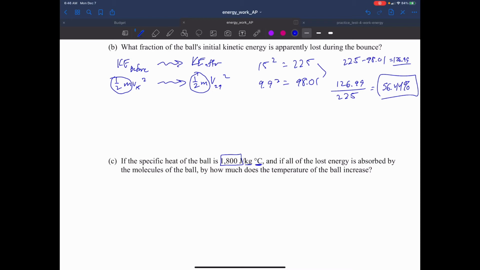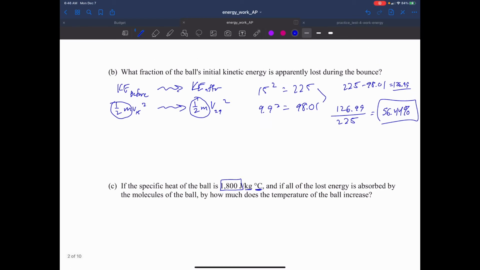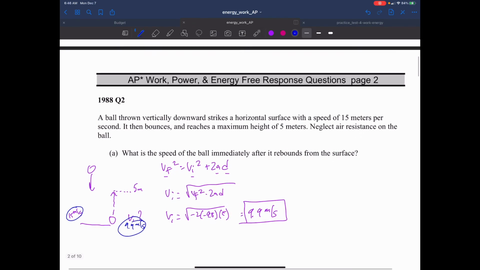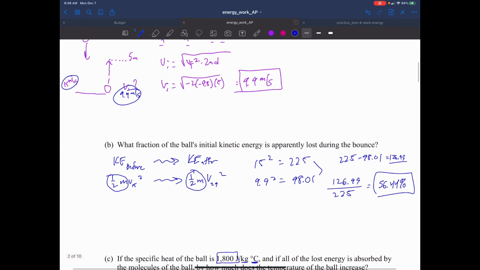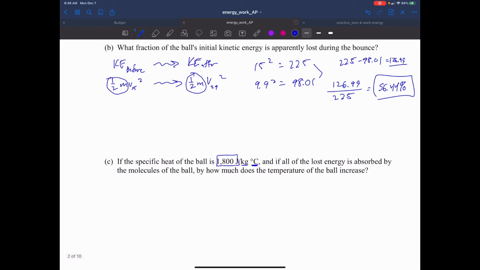So the first question is how much kinetic energy has been lost, and then we can just quickly do this conversion. So how much kinetic energy has been lost? Well, it's similar to question B, but we're not interested in a percentage here. We're interested in an actual value. So let's take a look here. The amount of kinetic energy lost.